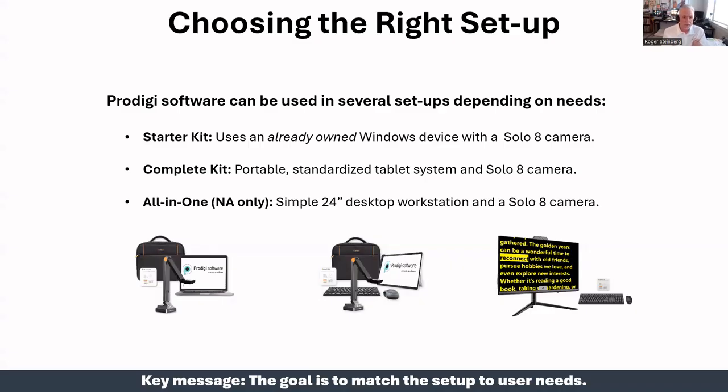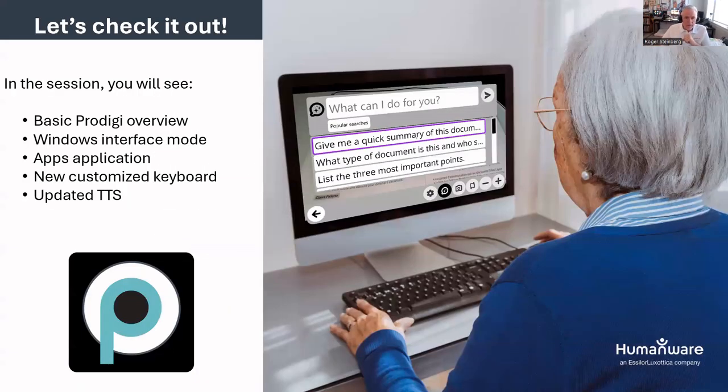And then again, finally, the software is available as software only if somebody has their own Windows device and their own camera that they want to use. We'll work with almost any connected document camera, but again, we've optimized for the Solo 8 to get the highest level of performance out of that when using it alongside of Prodigy. So that's it for sort of laying the table there. So what we're going to do is check it out now.